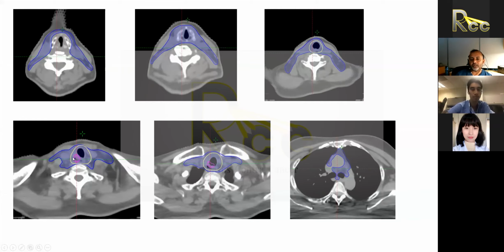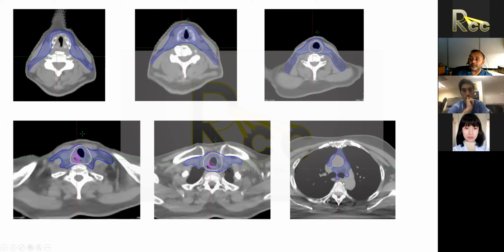So given that she had an R0 resection, you can actually see that my volume's fairly tight. The yellow is the 60 gray volume and the blue is the 54 gray volume. And you can get a sense of the entire trachea and the esophagus in the area where her tracheoesophageal groove disease is being irradiated in my radiation portals.